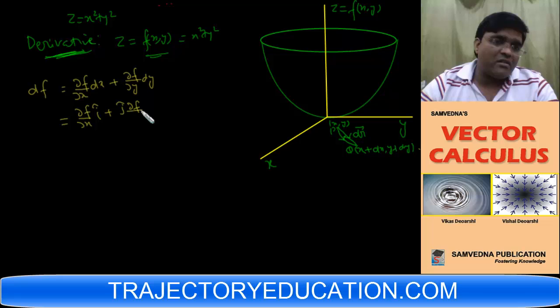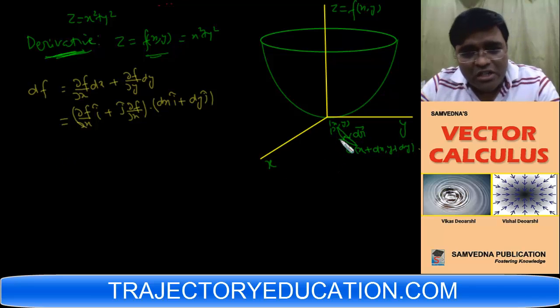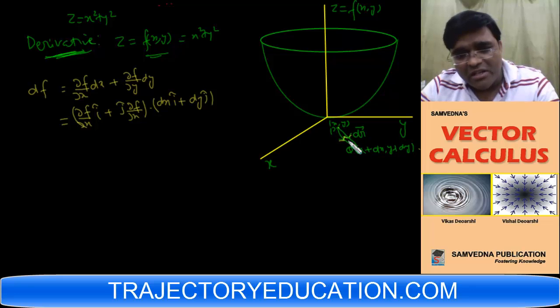So this can also be written as dou f by dou x i plus dou f by dou y j, dot dx i plus dy j. Now suppose on this curve, this is the actual curve along which you are moving.